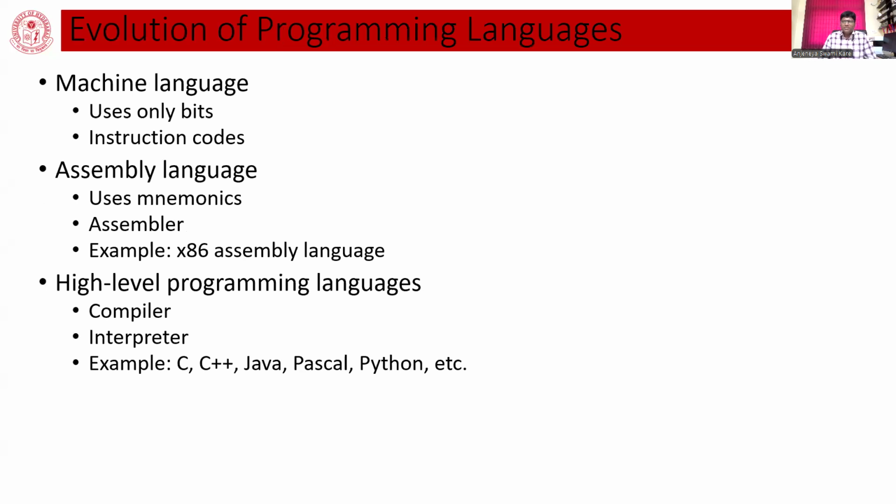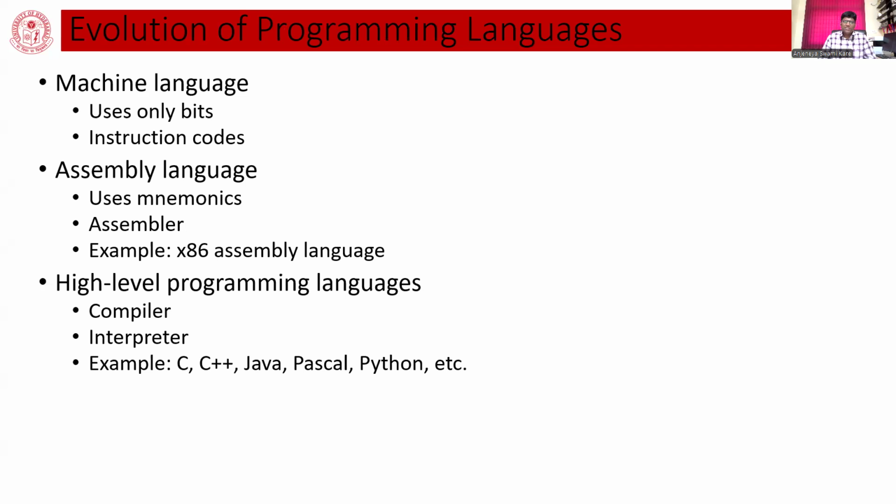Let us see how programming languages have evolved over time. As I told, initially, computer programming started with machine language, and this is the only language which computers understand directly. Machine language uses only bits, and we have instruction codes to perform different operations. Then, since machine language is hard to program and hard to understand, people invented assembly language.